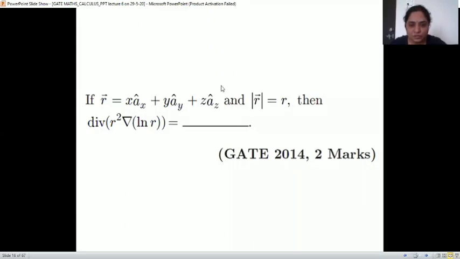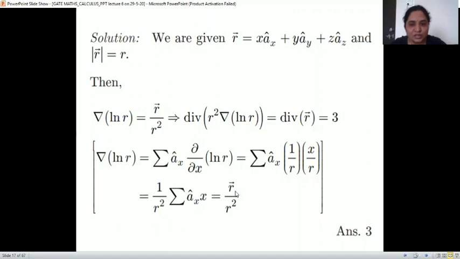Done? Okay. Your answer will be 3. As r bar is x i bar plus y j bar plus z k bar, and mod r bar is r, and we know del ln r is 1 upon r into r bar upon r, that is r bar upon r square. So divergence of r square into r bar upon r square cancels. Divergence of r bar, that is dou by dou x of x, that is 1, plus dou by dou y of y, that is 1, dou by dou z of z, that is 1. So 1 plus 1 plus 1, that is 3. So answer is 3.